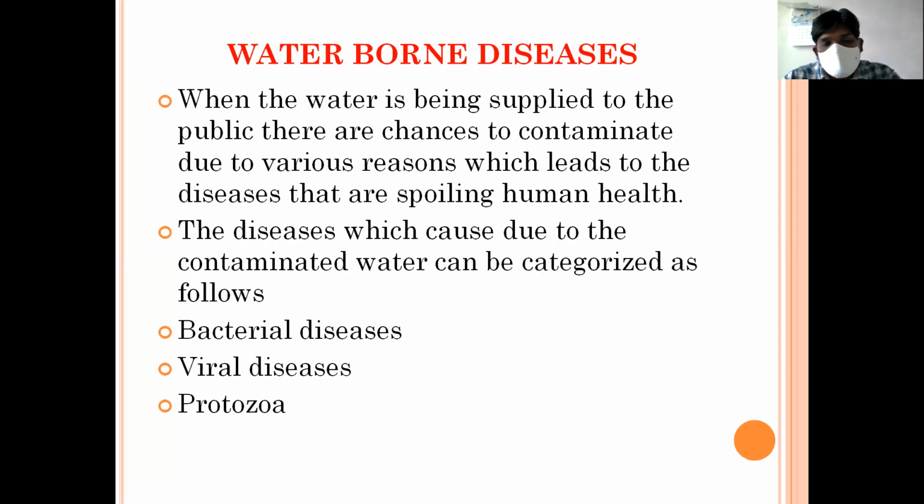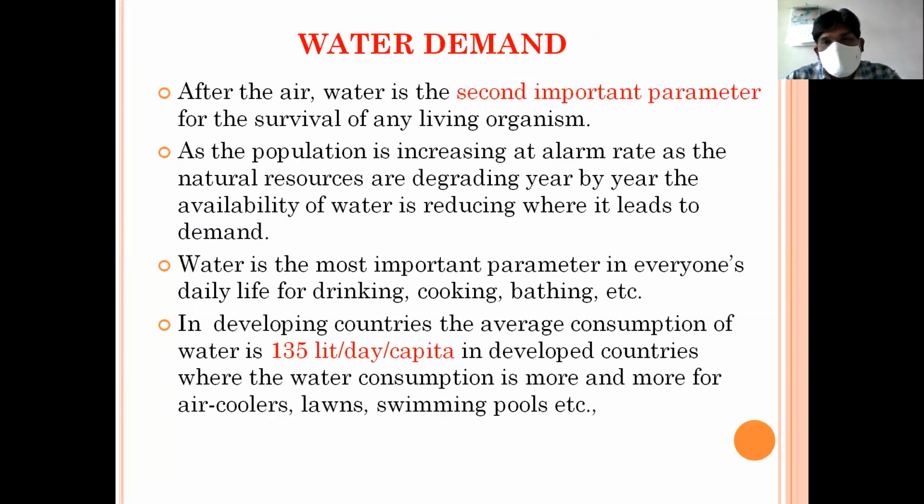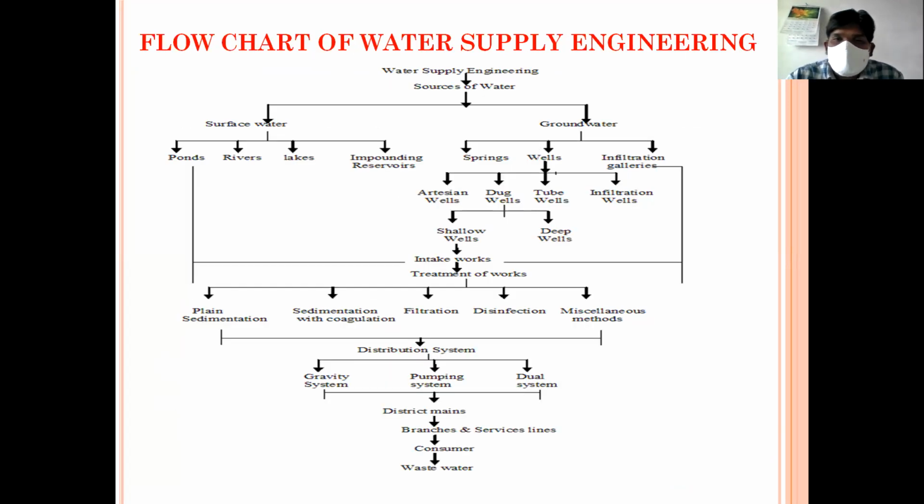When we look at the flowchart we discussed in the first unit, we have seen both surface water and groundwater. The surface water we have finished, groundwater we have finished, and the intake works we have finished. This flowchart gives the information about the syllabus, or the supply of water from the source to the consumer. We are here, intake was up to here, we have finished.